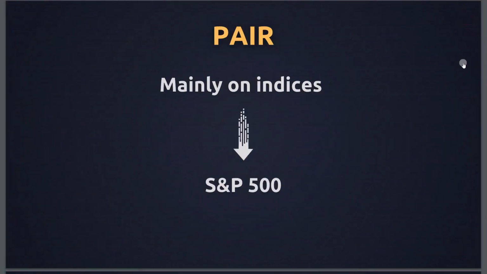So starting as always with a pair, this is mainly on indices. For this setup, I would recommend only using S&P 500. It doesn't work on forex. Why? Because there's no gap. It only works on indices and mainly S&P 500, so stick to S&P 500 to get the highest win rate.